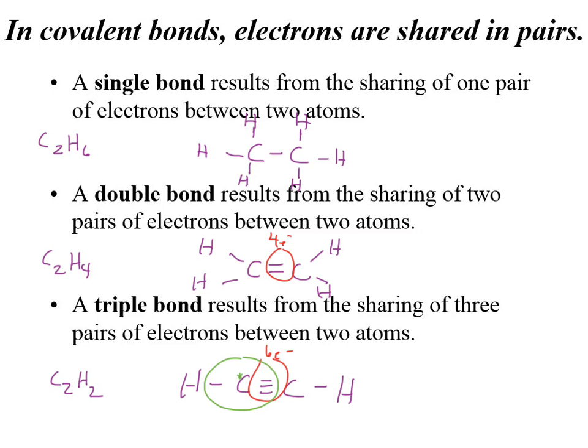Now we could pick on any. We could go up here. Let's do this carbon atom. It's got 2, 4, 6, 8. Okay, it's kind of messy, but each one of those dashes is a pair of electrons. Single bonds, double bonds, and triple bonds.